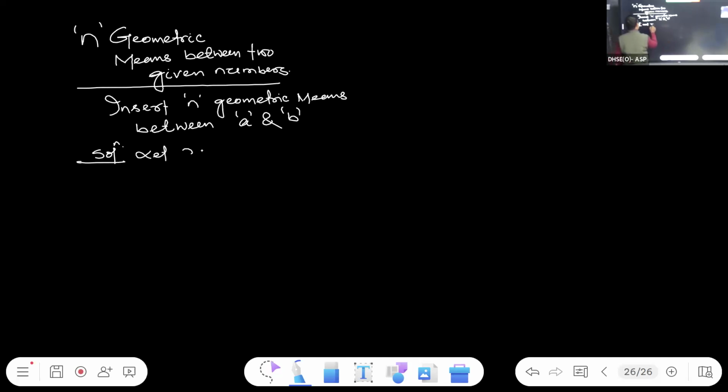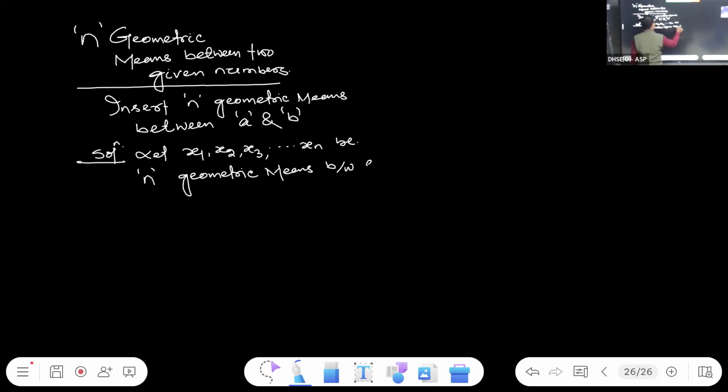Let X1, X2, X3 up to Xn be n geometric means between A and B. Thus, A, X1, X2, up to Xn, and B are in GP, where A is the first term and the common ratio is unknown. We have to find the common ratio, then we'll get each term X1, X2, X3 up to Xn.